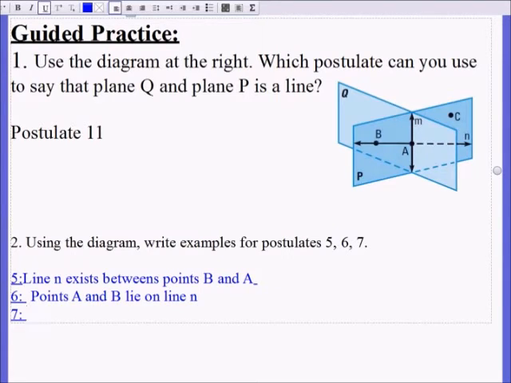Postulate 7 says that any 2 lines intersect at exactly 1 point. So if we look here, here's 2 lines, line N and line M, and they intersect exactly at point A. So we can say that lines M and N intersect at point A. Okay? So, it's a little bit different. Be careful. Go with what the postulate says. Let's go ahead and go to the next guided practice.